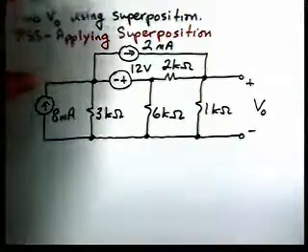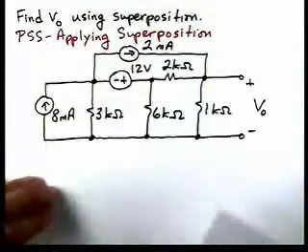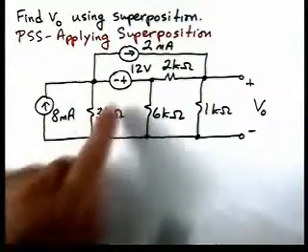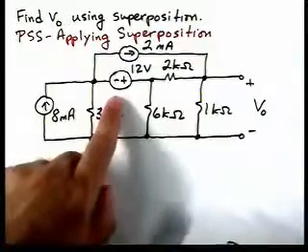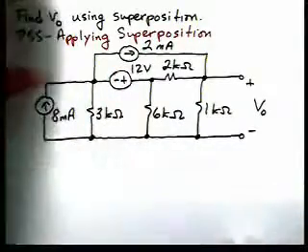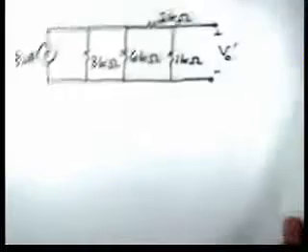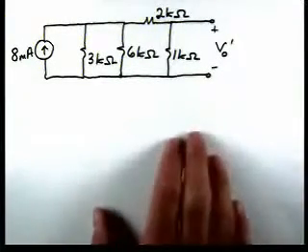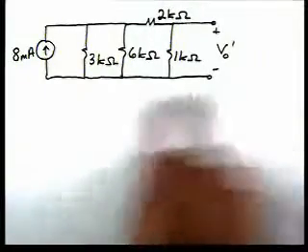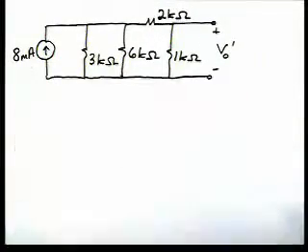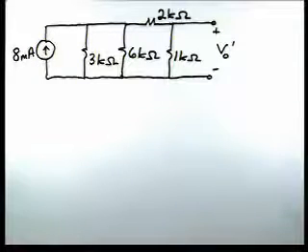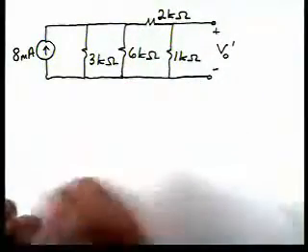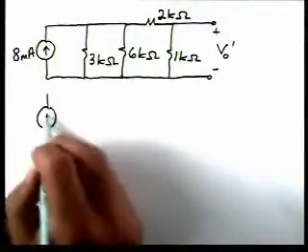So let's start with the 8 milliamp source. We're going to turn this one to 0, and we're going to turn this one to 0. So the resulting circuit is here. Now we're going to find the contribution of this source to the output voltage. If we look, for instance, we have these two resistors in series. So let's redraw the circuit.